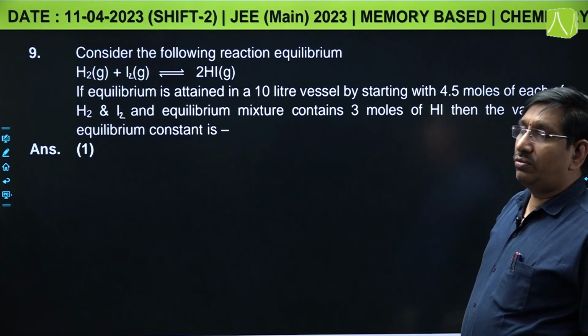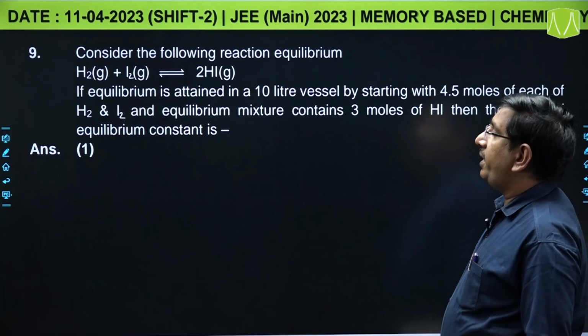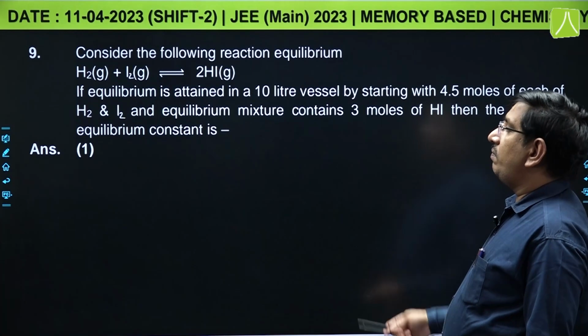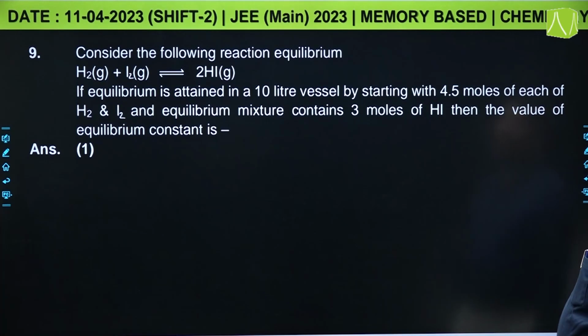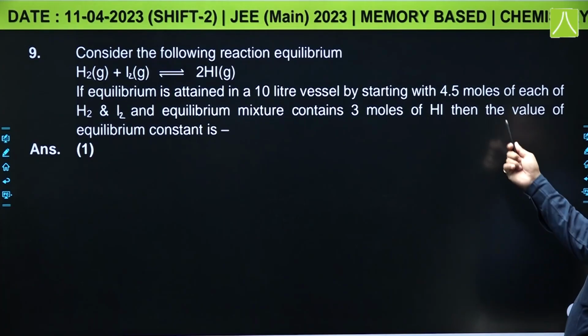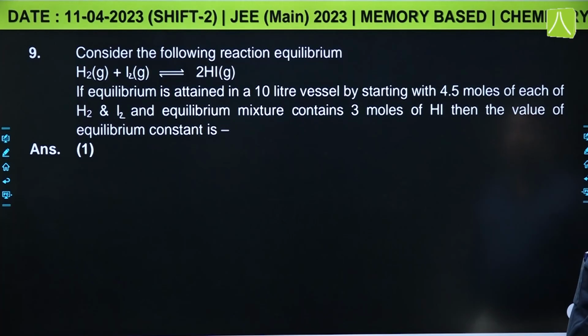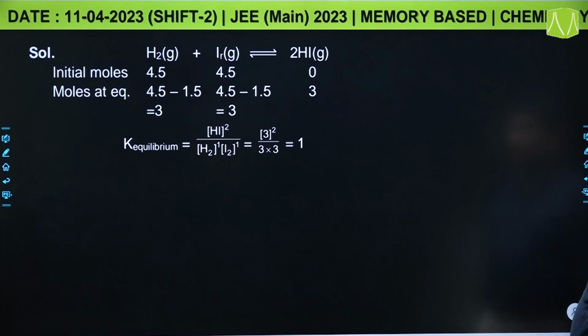Next, this is a question from equilibrium. H2 plus I2 gives 2 HI. If equilibrium is attained in a 10 liter vessel by starting with 4.5 moles each of hydrogen and iodine, and the equilibrium mixture contains 3 moles of hydrogen iodide, then what is the value of the equilibrium constant?